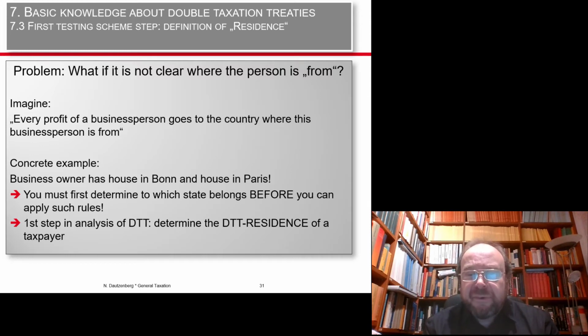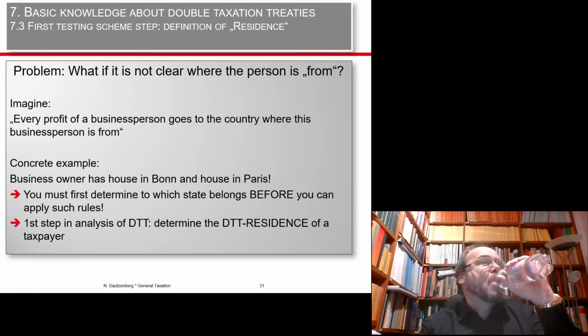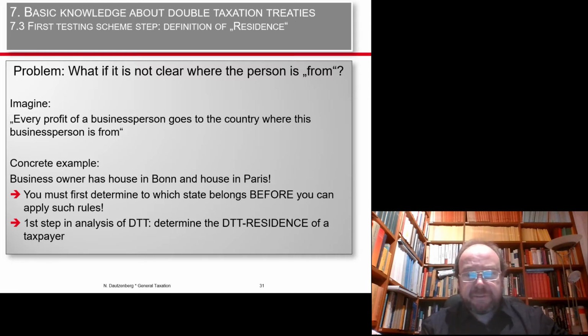But now if both states read that rule, then both states claim the complete business profit of that person. So then you have again a double taxation. But that was what you wanted to avoid. You wanted to divide and distribute the income between the two states involved. So you need clear, simply you need clear rules, not everything getting confused by different results if different people read the rules.